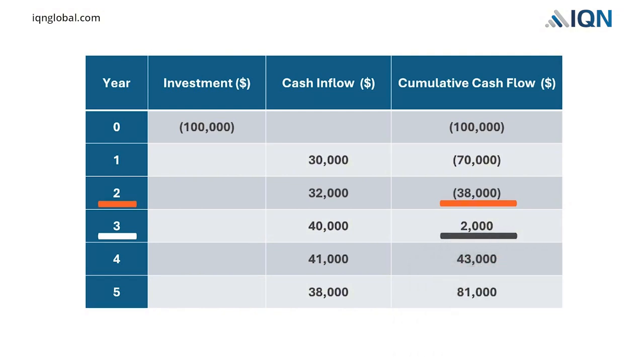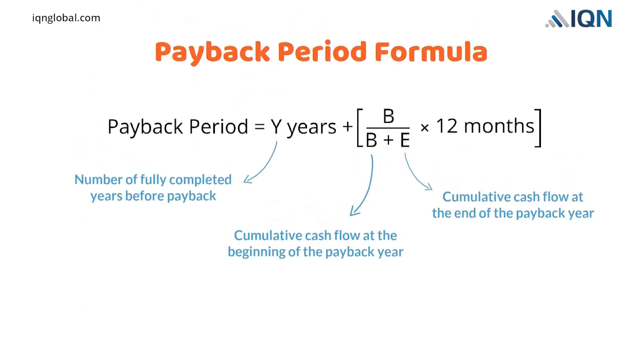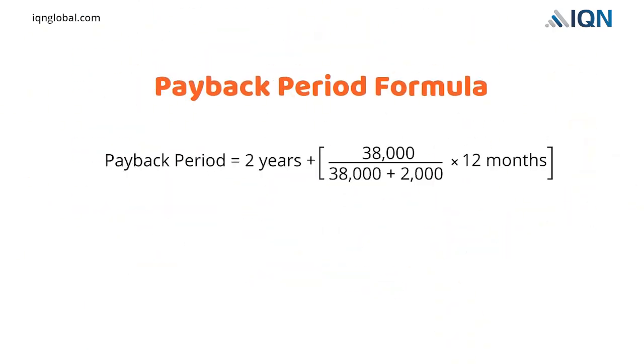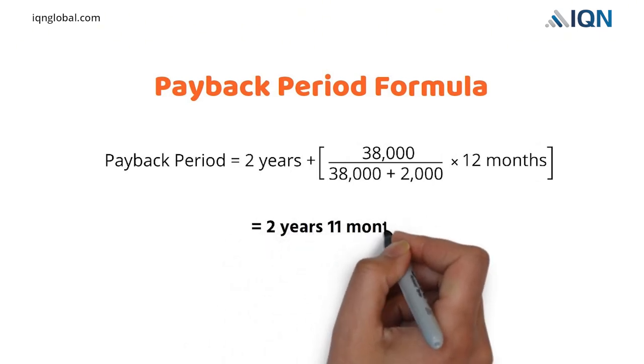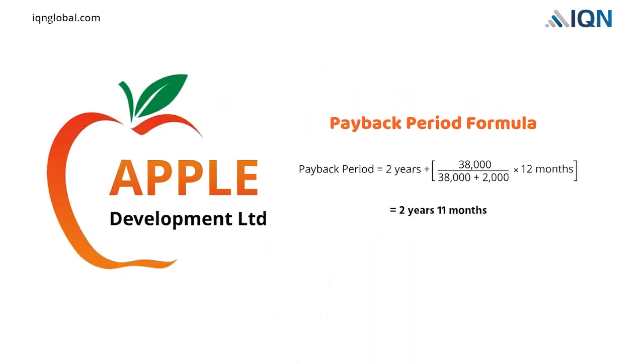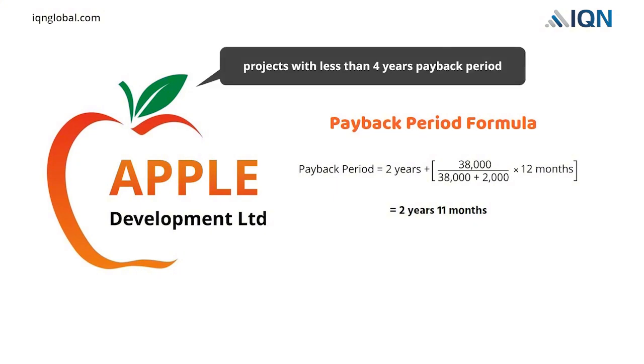We can now calculate the payback period for the project. Payback period is equal to 2 years plus $38,000 divided by the sum of $38,000 and $2,000, then multiplied by 12 months. So, the payback period for the project is 2 years 11 months. Since the company's policy is to select projects with less than 4 years payback period, this project will be accepted.